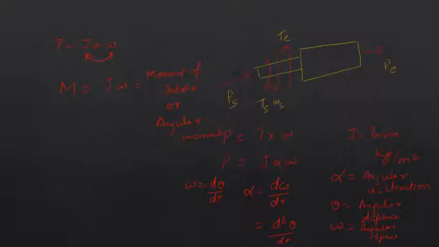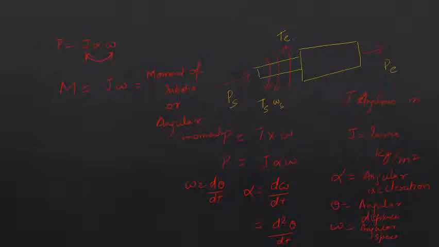So if you have read in physics, momentum is mass into velocity, right? So mass into velocity here: J defines the mass and omega is the velocity. So J is analogous to, I can tell, the mass of a body, right? Analogous to the mass of the body.